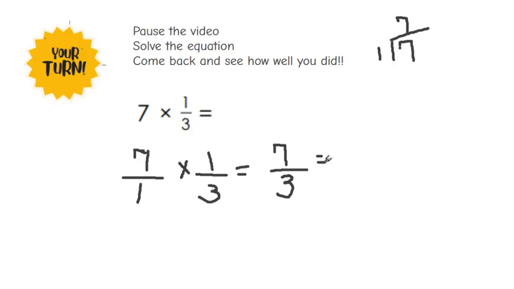How many times does 3 go into 7? 2. So there's 2 whole numbers in there. 2 times 3 is 6. And if I subtract that 6 from that 7, I end up with 1/3. If you want to make sure, go ahead and turn that into a division problem and you will come up with the same answer.